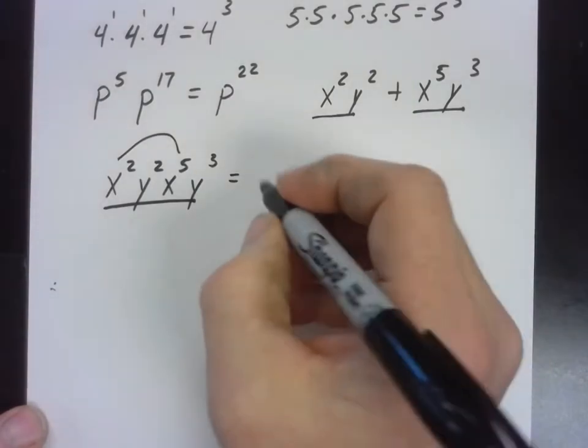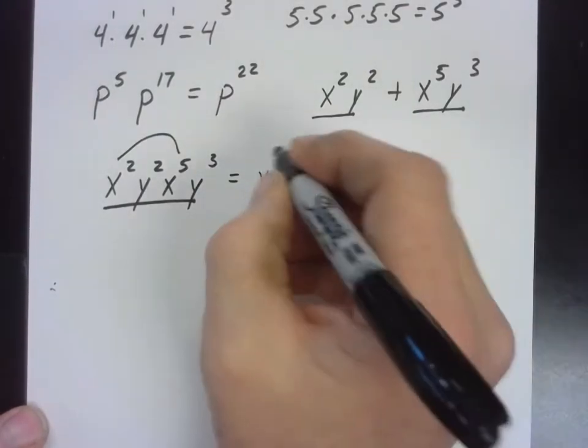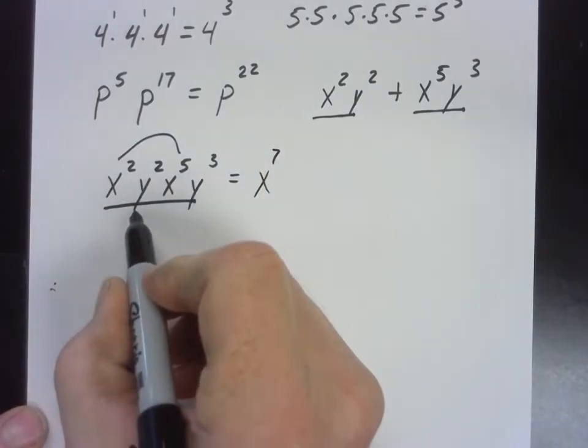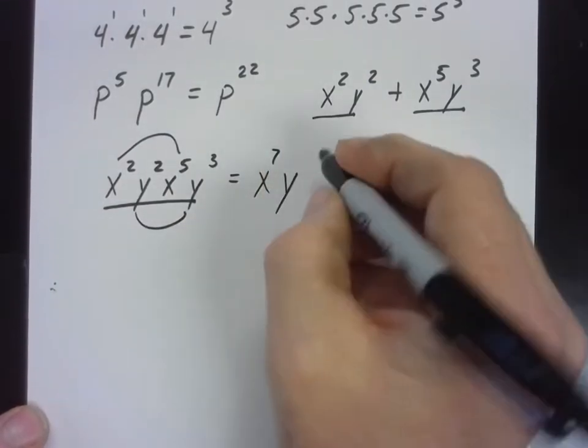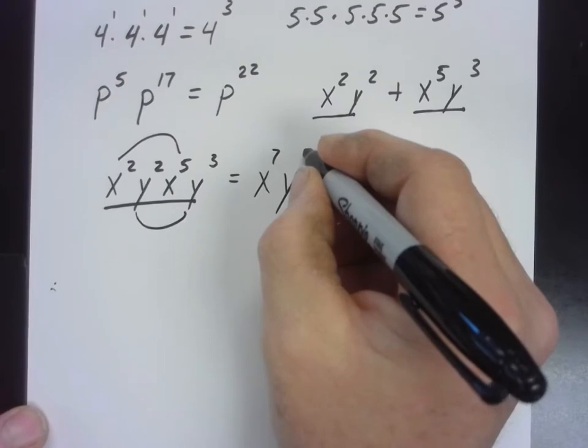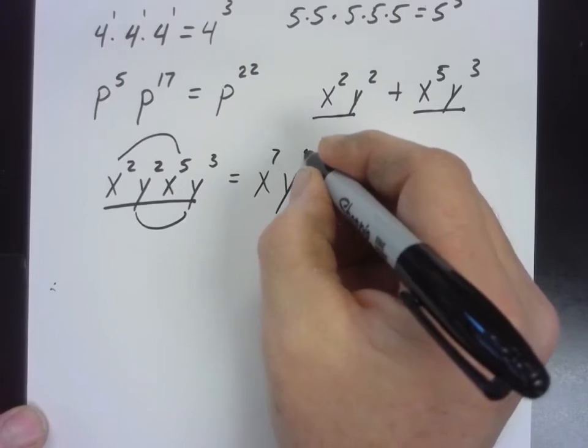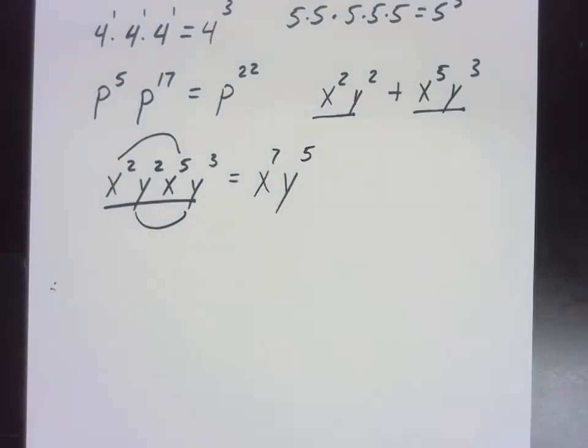What does that give me? X to the 7th. Okay. And it's okay to multiply the two y's together. Y to the? Yeah. That's it. You made it a little simpler. That's your whole job. That's all you're worried about.